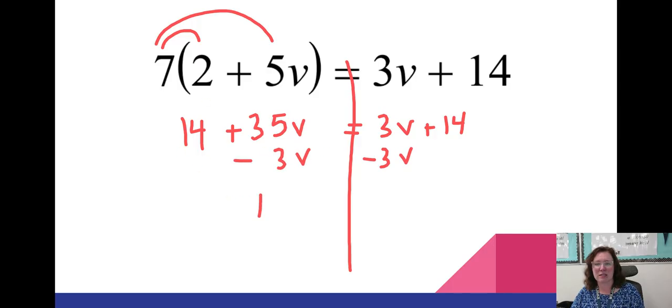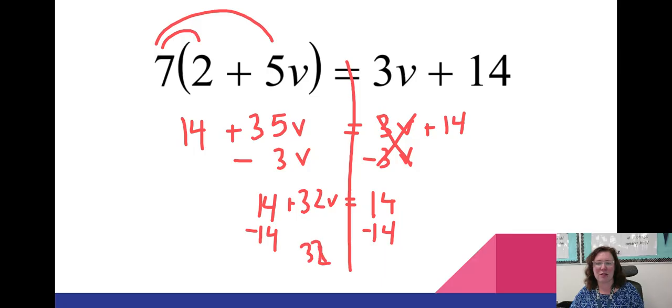So now that 14 stays the same. I have 14, 35, 34, 33, 32. Positive 32v equals 3v minus 3v is 0. So I don't have to write anything. I just have 14. Okay, subtract 14 on both sides.